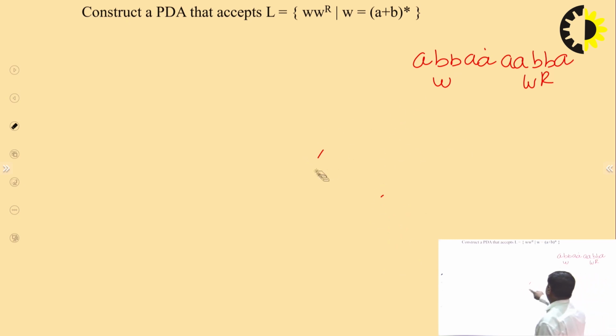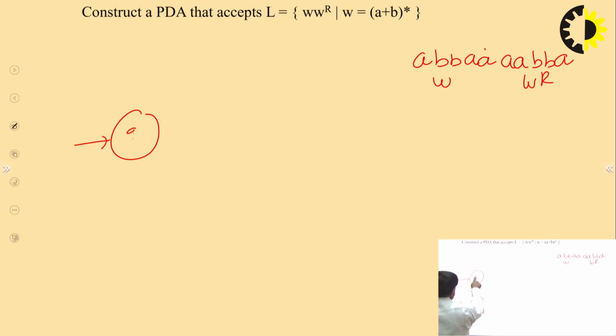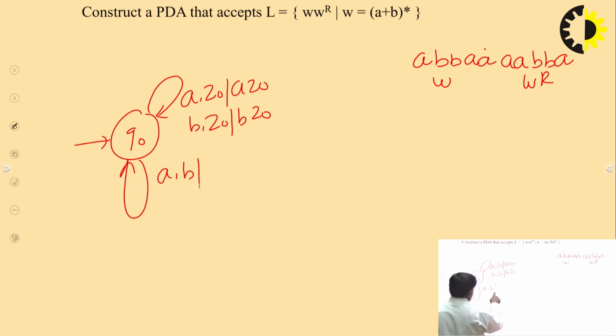A string can start from A, or a string can start from B. Now on Q0, the string can start from A or B. So when A or B, then insert into the stack. And what is the next state? When A with top of the stack B, A B are inserted, and when B with top of the stack A, when it is a different symbol, then insert. Any doubt? And when it is the same symbol, pop the operation.